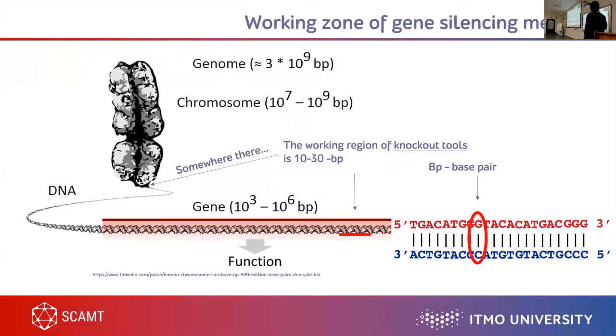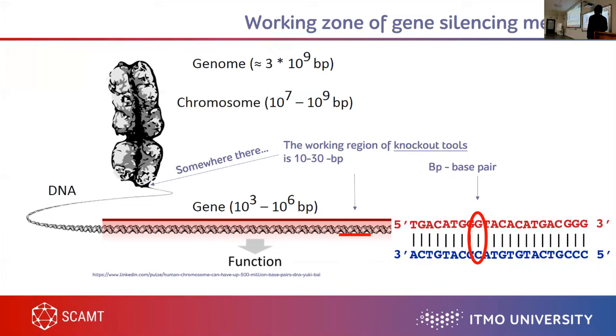It's just an interesting fact about the working zone of gene silencing. If we use tools for conducting knockout, we have to take into account that a gene is a big DNA that has a size of about 10 to the third power to 10 to the sixth power base pairs. Double-stranded DNA is measured in base pairs.